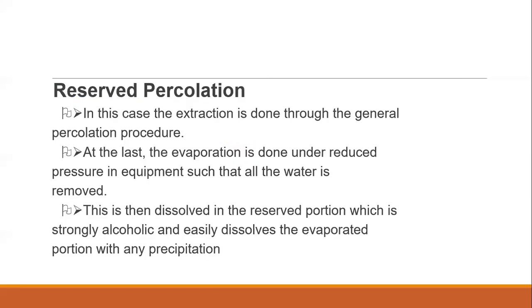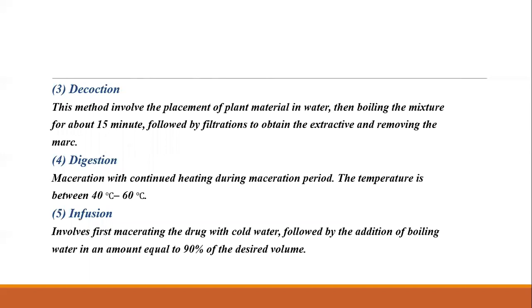There is another method, reverse percolation. In this case, the extraction is done through the general percolation procedure. At the last, the evaporation is done under reduced pressure in equipment such that all the water is removed. This is then dissolved in the reserve portion, which is a strong alcohol and easily dissolves the evaporated portion without any precipitation.